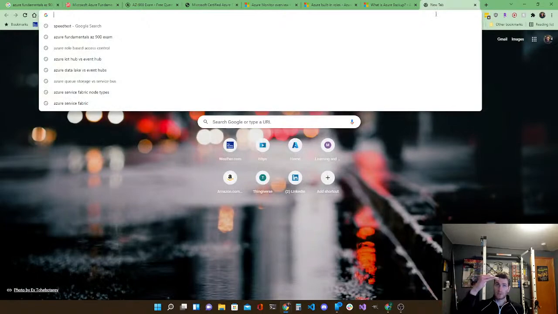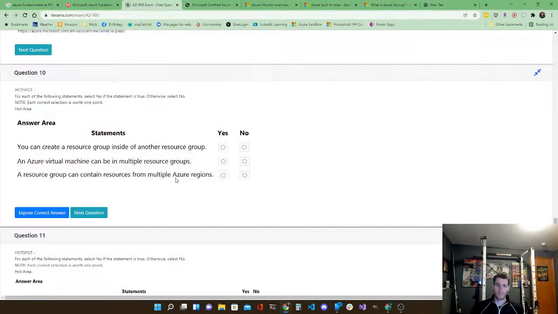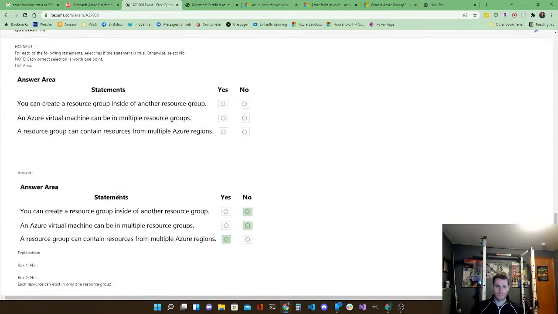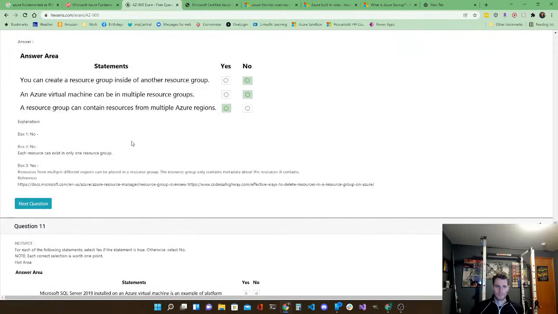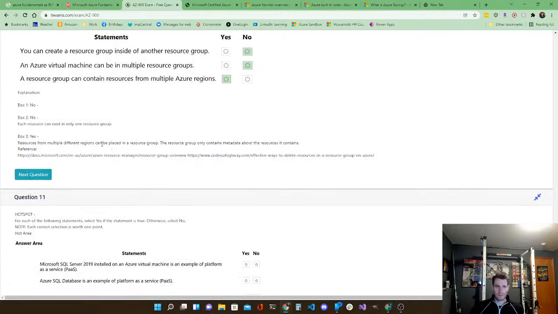I think it's management groups, subscriptions, resource groups, and then resources. I'm pretty sure of that. So I'm going to say no, no, yes. So multiple different regions can be placed.